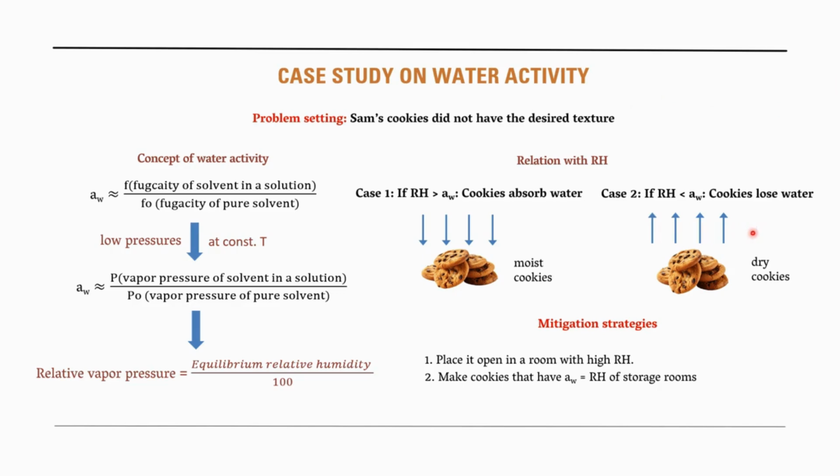As texture is important for consumers, we can prevent this in case of Sam's cookies in one of the following ways. Sam likes his cookies to be very soft and soggy because this is what is sold in the United States of America. So what he can do is place his cookie in an open container in a room which has high relative humidity. He can leave it there for some time, then come back. His cookie would have become soggy or soft the way he wants it to be.